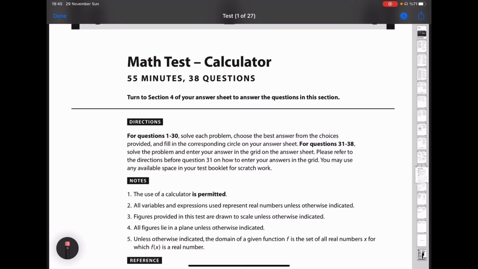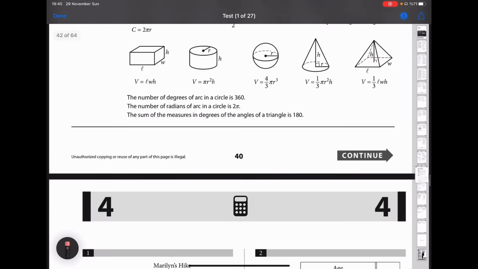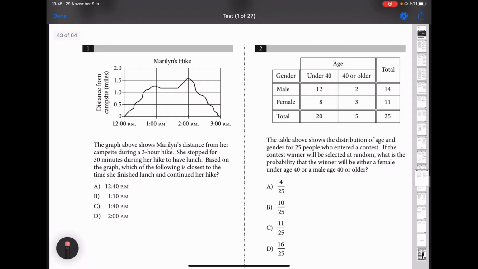Today I'm going to solve math test calculator part of the SAT exam. In this video I'm going to solve 19 of the questions since there is 38 questions in total. Let's get started. The graph above shows Marilyn's distance from her campsite during a 3-hour hike.